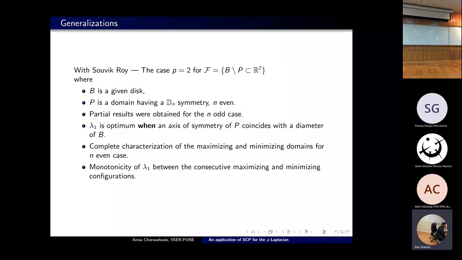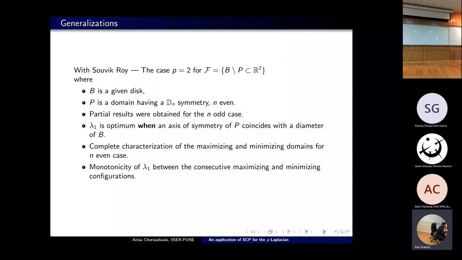So in this case, we could prove that lambda 1 is optimum when an axis of symmetry of this domain that we are removing from B coincides with the diameter of B. So there is this "when" that is emphasized here. It says "when", it doesn't say "only when". So this is like existence of an optimizer, but not uniqueness. That means again there is no strict monotonicity. When I show you the figures, I will explain this in a better way.